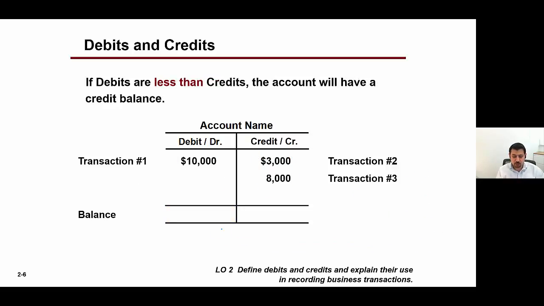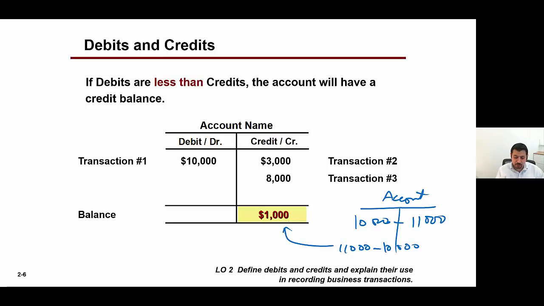On the other hand, when it is the other way around, here we have again an account, with a total of 11,000 here, and a total of 10,000 here. The difference between the two is 1,000. So it's 11,000 minus 10,000, it's 1,000, and because credits are greater than debits, this account has a credit balance.